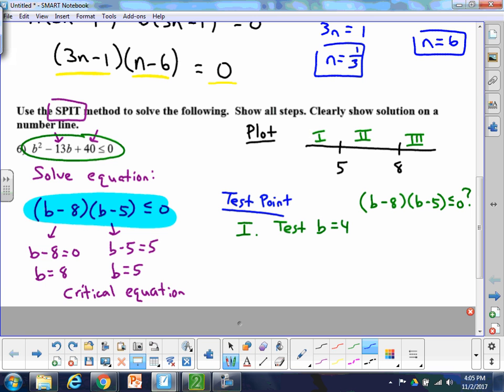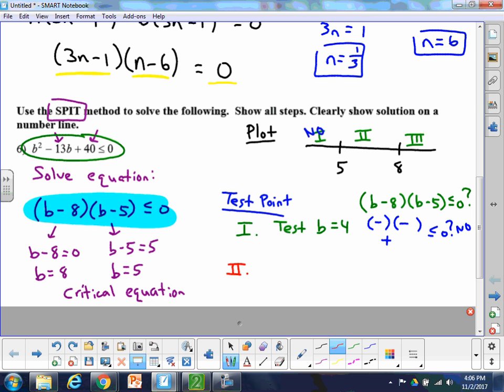If b is 4, b minus 8 would be a negative number. If b is 4, the second factor, b minus 5, would also be negative. And we know a negative times a negative is a positive. Is a positive number less than or equal to 0? No. So when you use the factors, you don't really need the specific numbers. You just need to worry about whether it's positive or negative. So I know that interval 1 is not the solution.